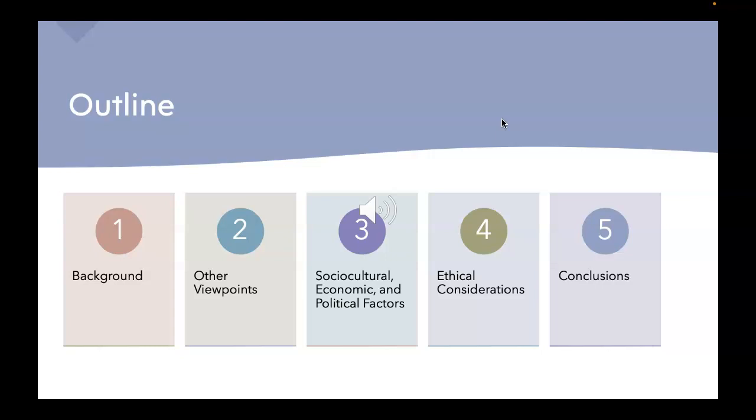Fourth, I will be going over some ethical considerations, such as what is being done individually about this issue and what government and local organizations are doing. And fifth, I will be discussing my concluding statements about what I found was most important about this presentation.